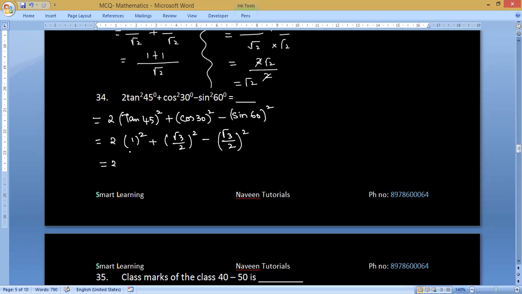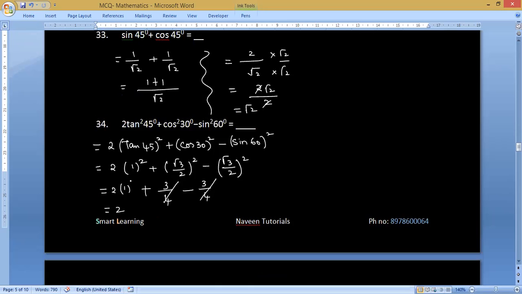So 1 square is 1, plus root 3 by 2 whole square, which means we have to square both the numerator and the denominator. Root 3 square means root 3 into root 3 is 3, and 2 square is 4. Same for the other, root 3 square is 3, again 2 square is 4. So plus, minus, and 2 into 1 is 2. So the answer is 2.